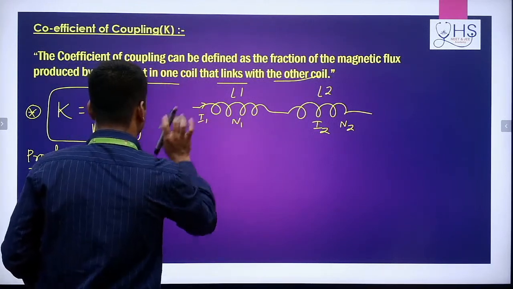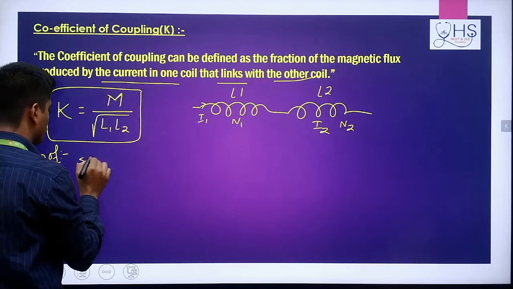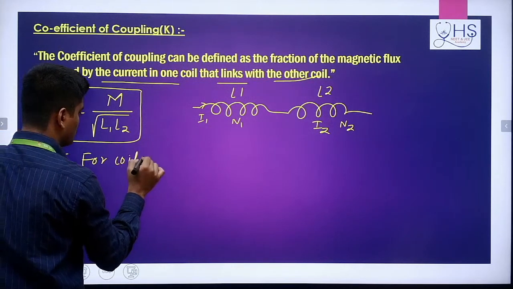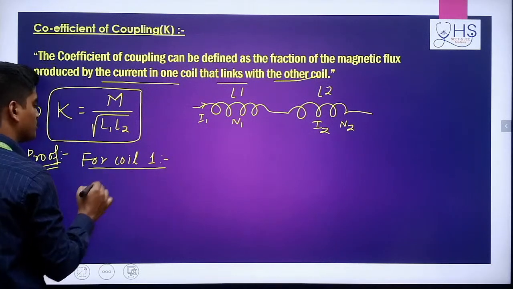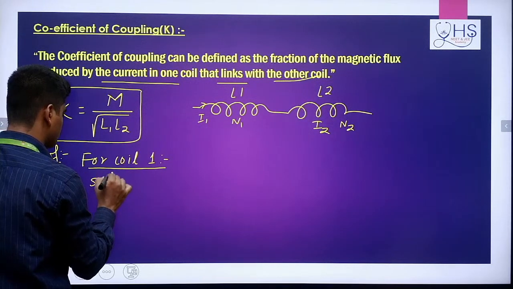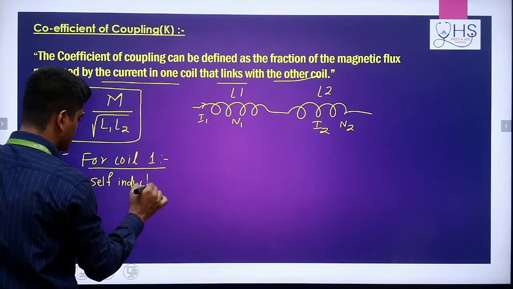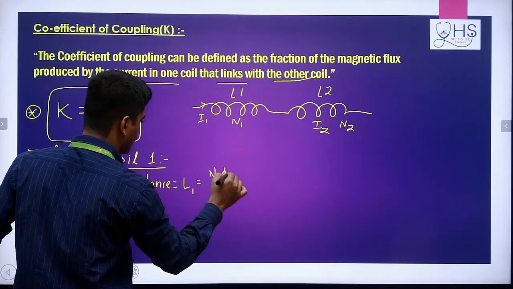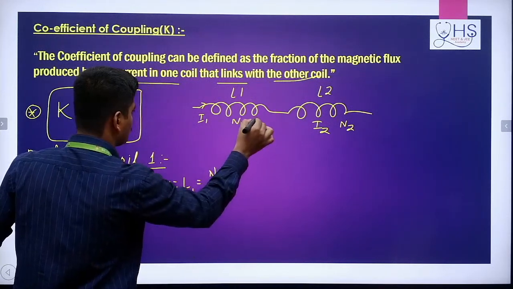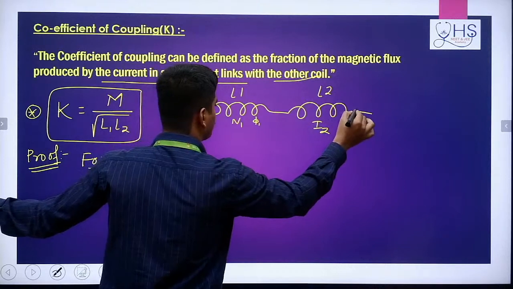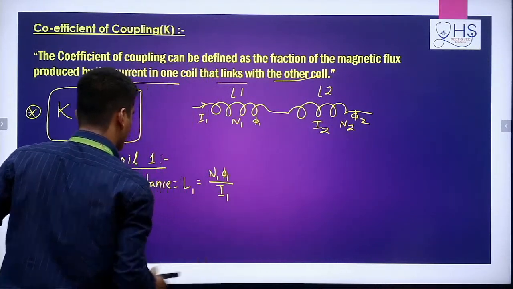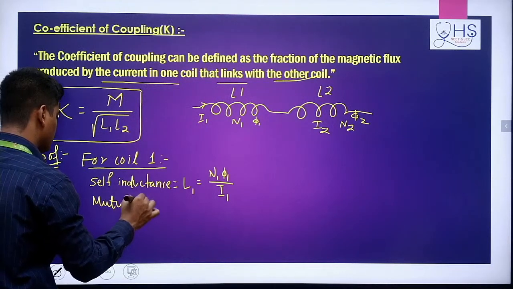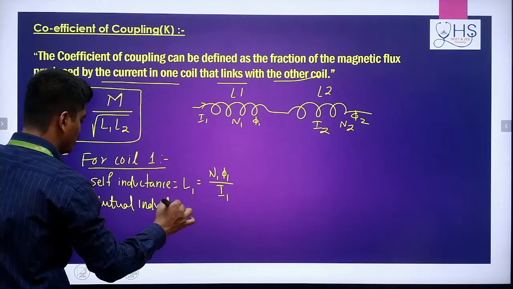Directly write here, right here for coil 1, or solenoid 1. So what is self inductance? The self inductance will be L1, that is number of turns N1, whatever flux is changing, phi 1. Suppose here phi 1 flux, here flux changes is phi 2, so L1 = N1 phi 1 by I1.